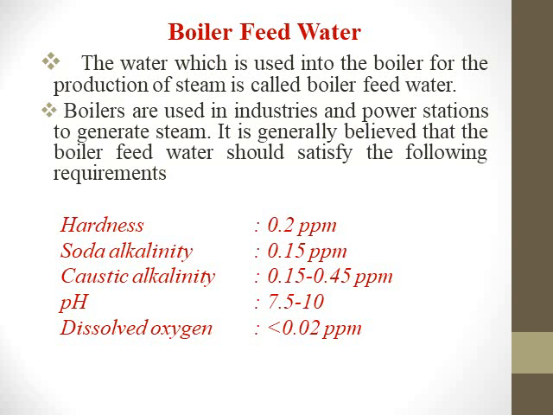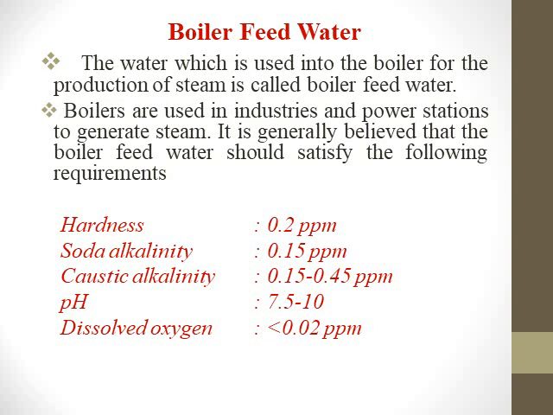Boilers are commonly used in industry and power generation units, and specific criteria are fixed for the water which is fed inside the boilers. The first requirement is hardness. This hardness is due mainly to the dissolved impurities. Hardness should be 0.2 ppm. Then there is soda alkalinity, which causes foaming. Soda alkalinity should be as minimum as possible. The limit given is 0.15 ppm.